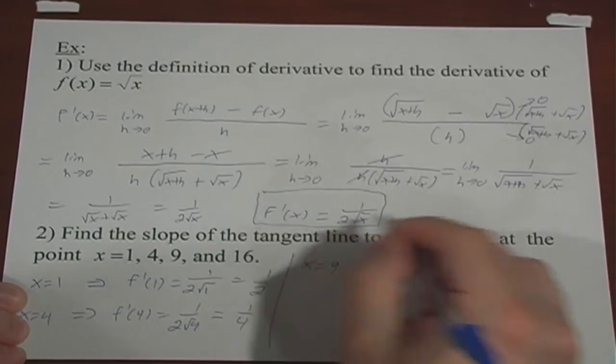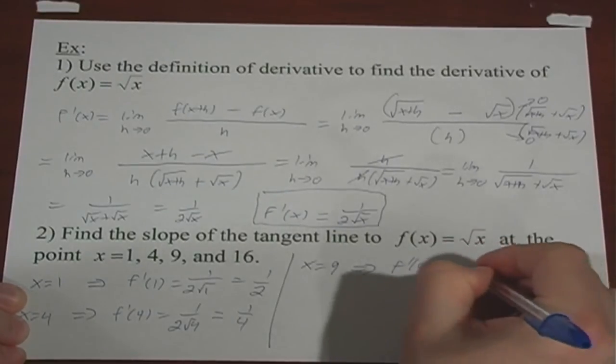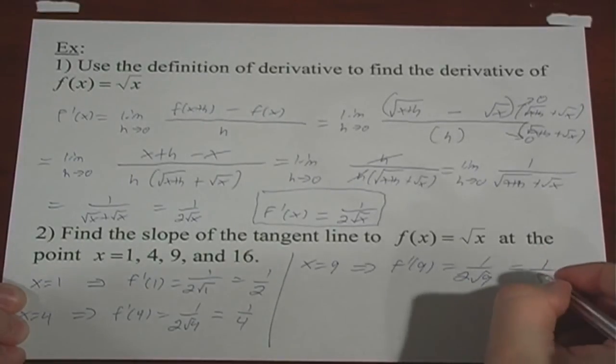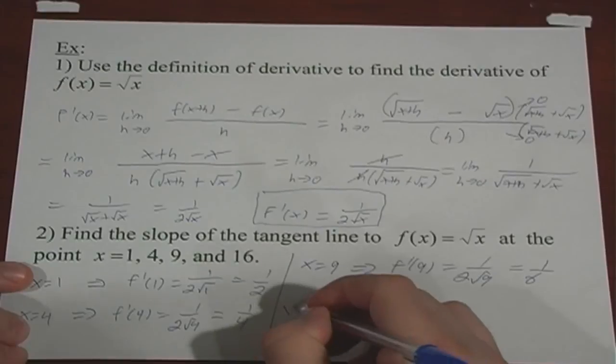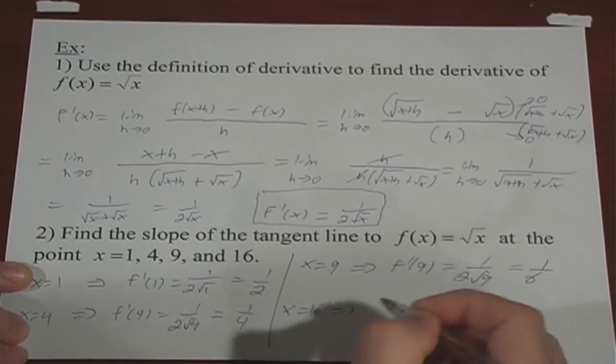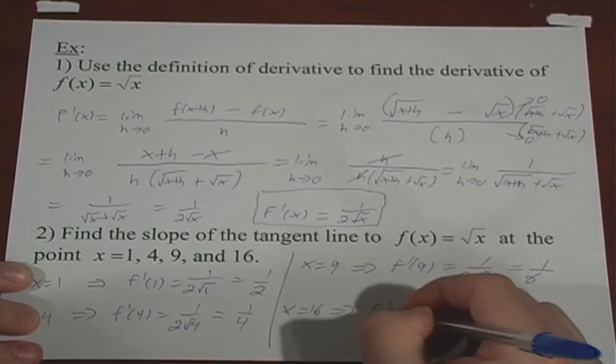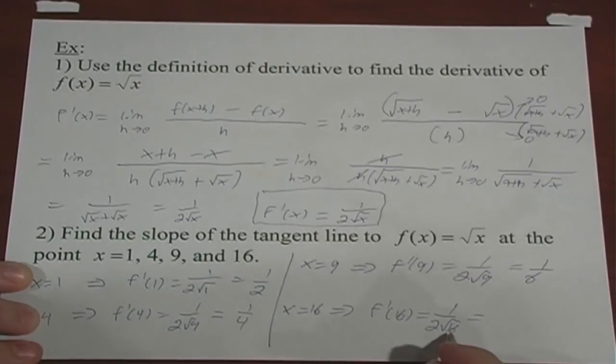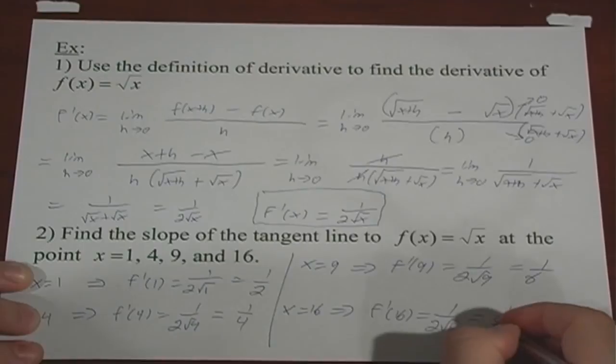Again, you just plug in 9 to the formula. So f prime of 9 is 1 over 2 square root of 9. 2 times 3, that's 6 there. And the slope of the tangent line at 16. Now you could do this forever, right? f prime of 16 is 1 over 2 square root of 16. Square root of 16 is 4, so 2 times 4 is 8. Slope of the tangent line is 8.